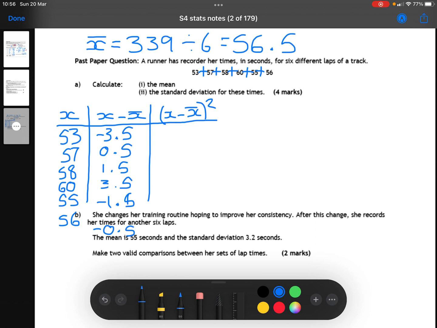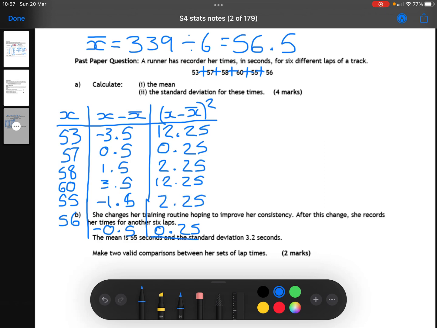Now the next task then is to square each of these values. So 3.5 squared is 12.25, as is negative 3.5 squared as well, 12.25 there. 0.5 squared is 0.25, so as is the negative, so 0.25. Remember, when we square a negative number, we get a positive value. Okay, so the negative number times itself. That's why these values are all positives. 2.25s for the 1.5 squares.